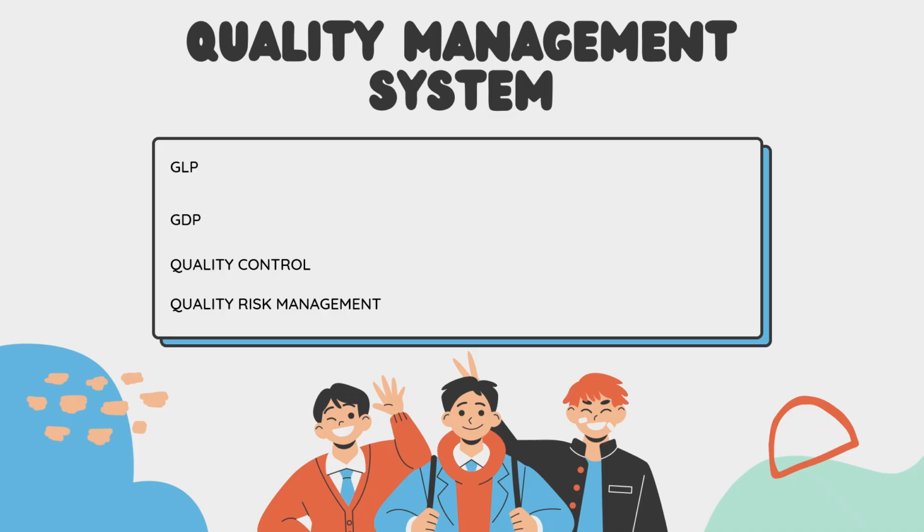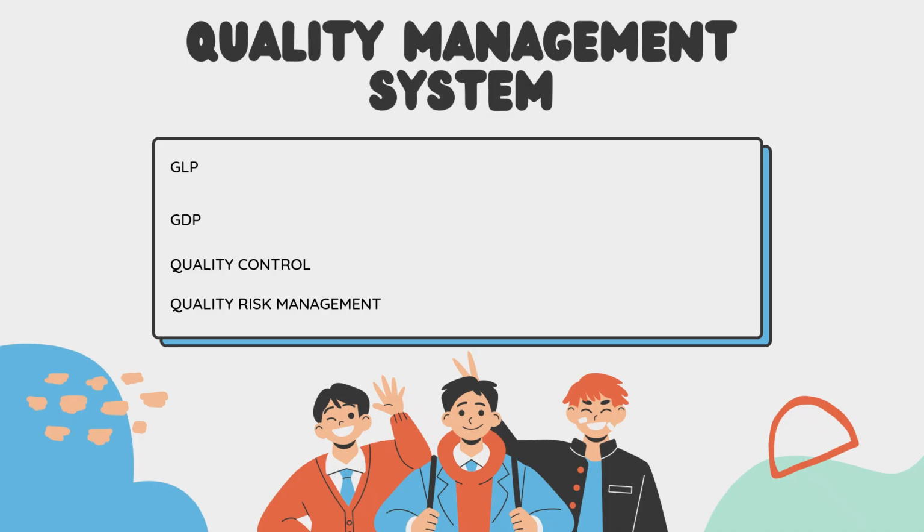And lastly, we have quality risk management, or QRM. QRM is all about identifying potential risks to quality before they even happen. This is where we use tools like FMEA, failure mode and effects analysis, to predict possible issues, control them early, and assess how effective our controls really are.